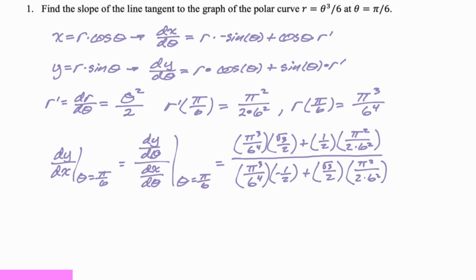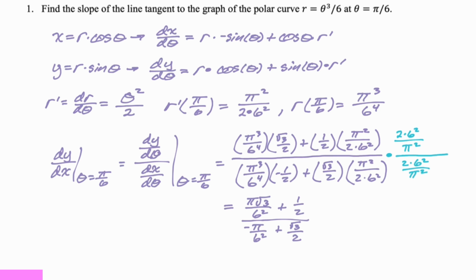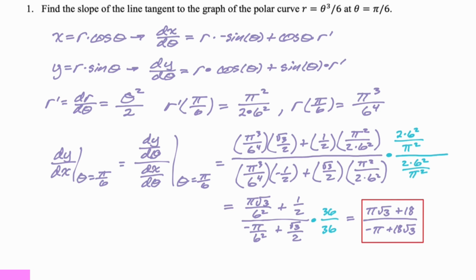I'm going to multiply everything I see by 2 times 6 squared over pi squared, so I'm kind of semi-clearing denominators here. So I'm going to multiply the top and the bottom by this. That's going to leave us, after we simplify, with this. Now I'm going to multiply everything I see by 36 over 36, which is going to ultimately leave us with pi root 3 plus 18 over negative pi plus 18 root 3.